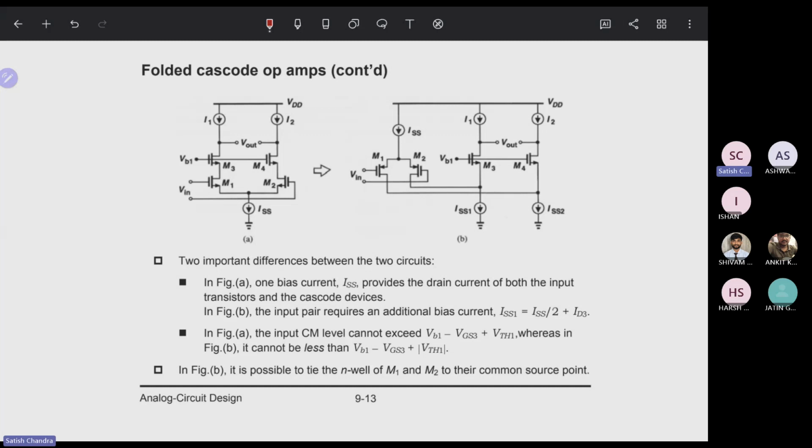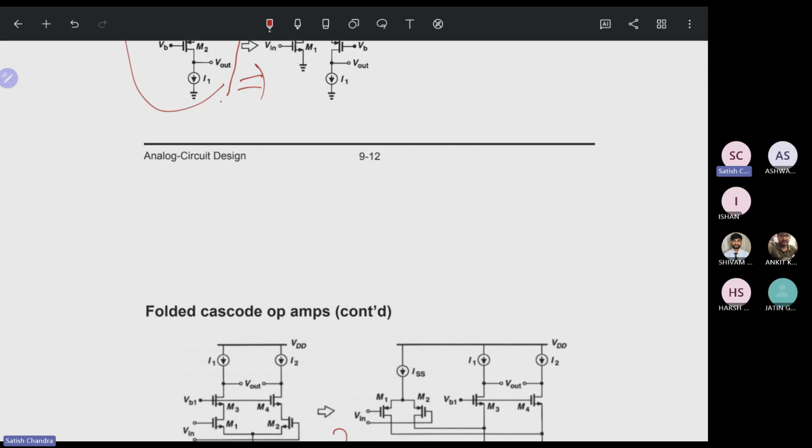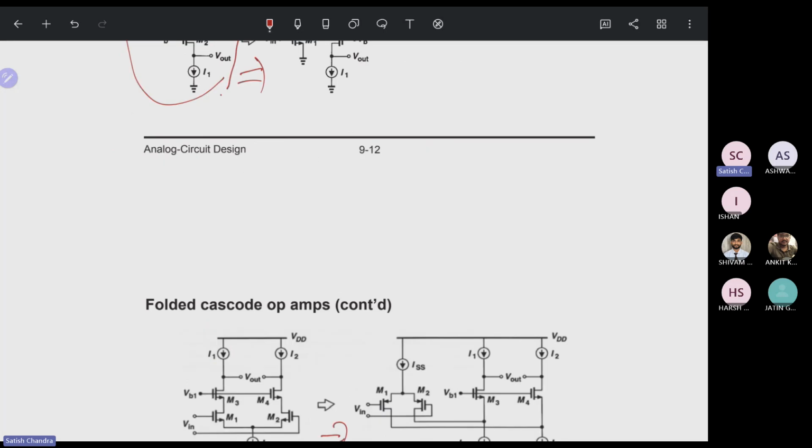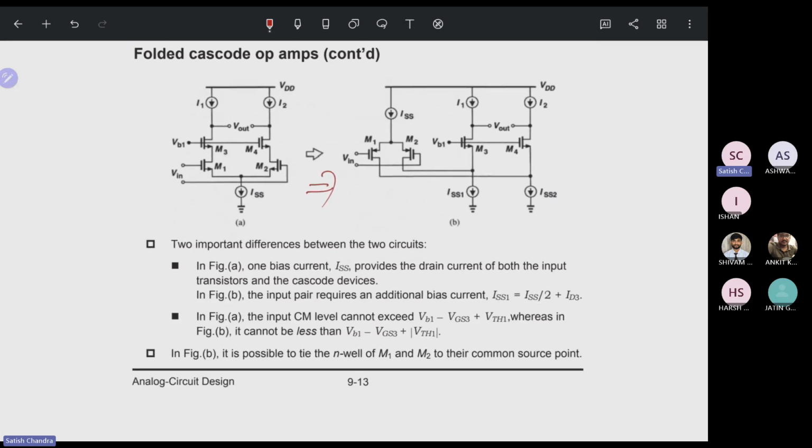If we do so, it means we can design this also in the form of a folded cascode amplifier. This is for this one part only. And if we have a folded cascode amplifier, then we can design this op-amp in this format. For doing this, what are the advantages? What is the difference between the two circuits?